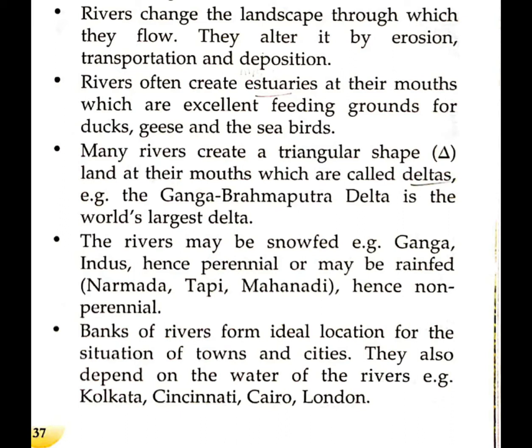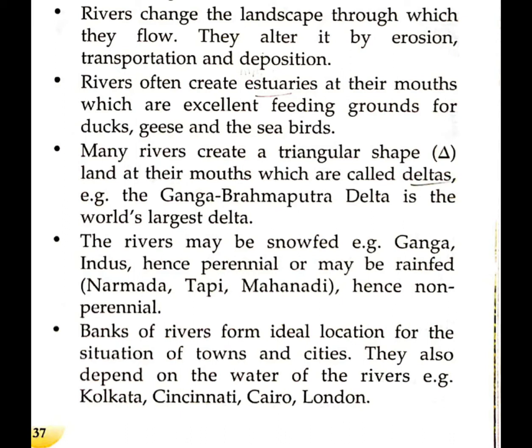Rivers often create estuaries at their mouth, which are excellent feeding grounds for ducks, geese, and seabirds, and for many creatures of the world. Many rivers create a triangular-shaped land at their mouth, which is called the delta. Example: the Ganga-Brahmaputra delta is the world's largest delta.